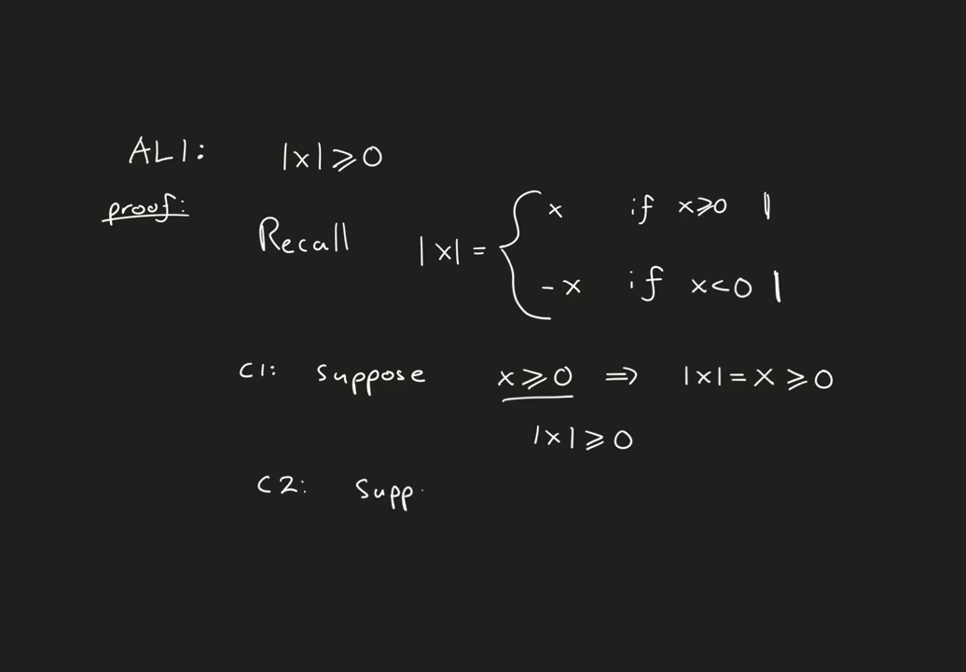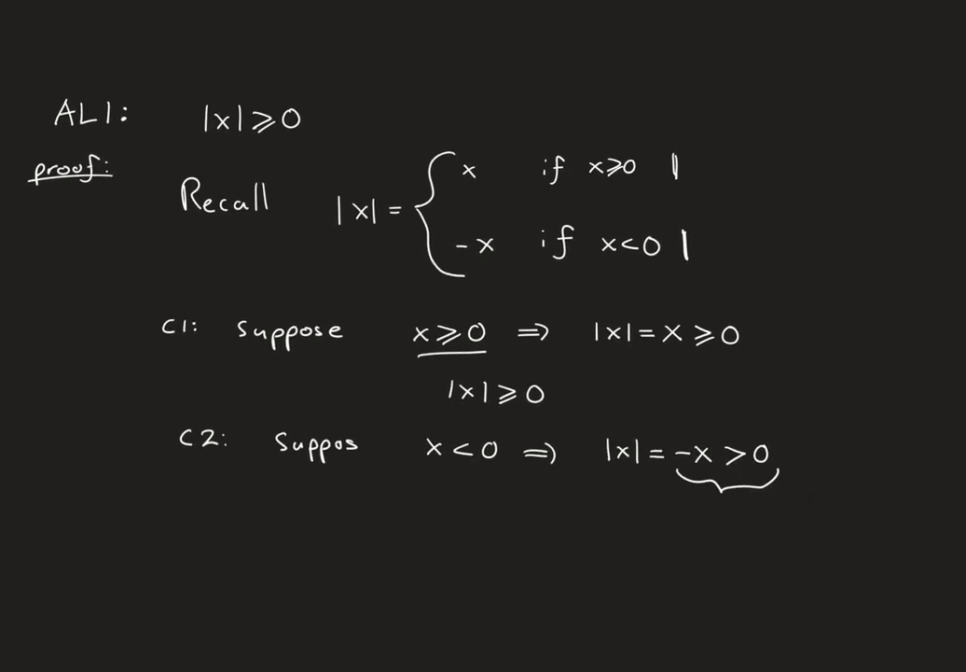Suppose x is less than 0. That implies that the absolute value of x is equal to negative x. But negative x is bigger than 0. This is because of the first order law, OL1. If you look at OL1, it says if x is bigger than 0, then negative x is less than 0, and vice versa. In other words, if x is less than 0, then negative x is bigger than 0, and that's what I just used.